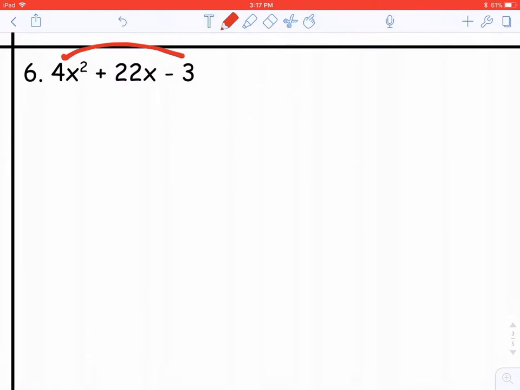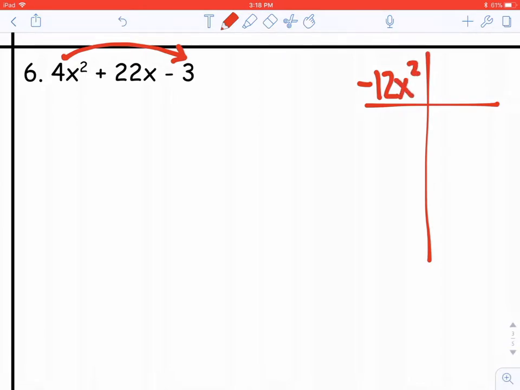So we first take 4x squared and multiply it by negative 3. Bring it over to our t-table, our t-bar. So 4x squared times negative 3 is negative 12x squared. The middle term is 22x. So if we have to multiply to get a negative and add to get a positive, then we're going to need to have a negative and a positive combination.